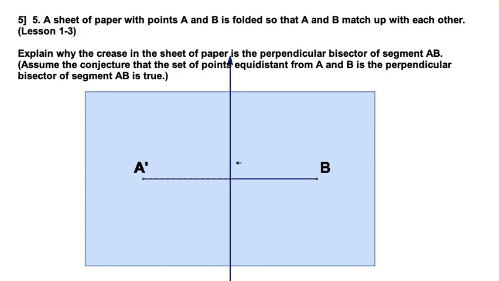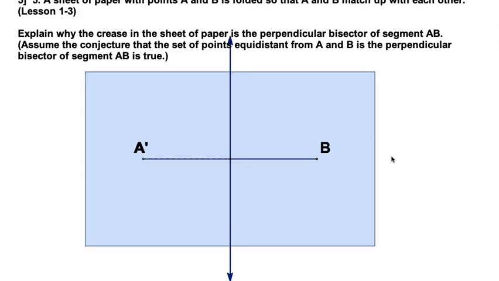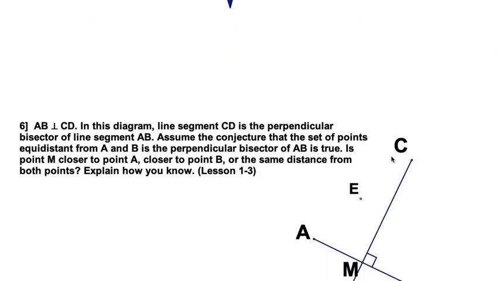Why? Because the set of points that are equidistant from A and B. When I fold it in half, I put the A on top of the B. That distance is halfway in between. Pretty nice, huh? Okay.